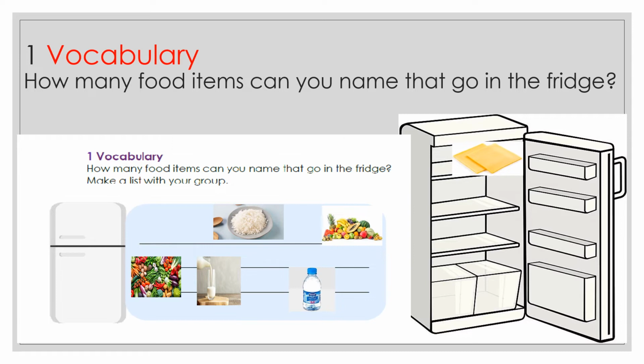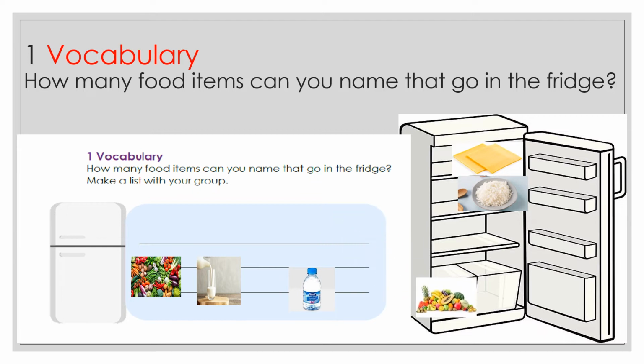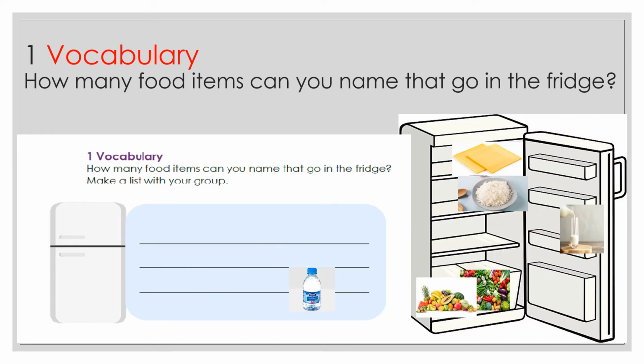Cheese can go in the fridge. Rice can go in the fridge. Fruits can go in the fridge. Also, I can put some vegetables in the fridge, some milk, and some water. And I know that you can name more than these items.